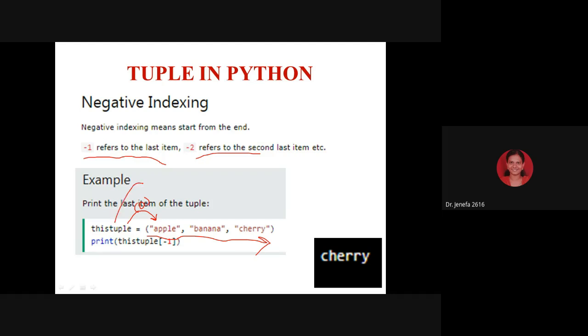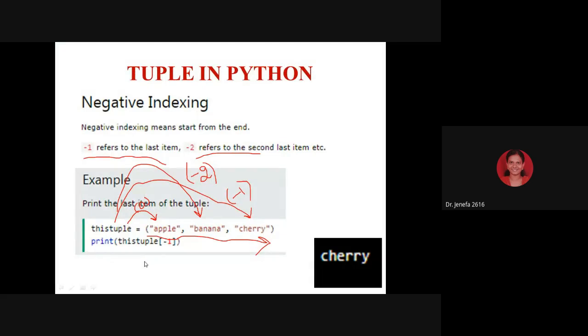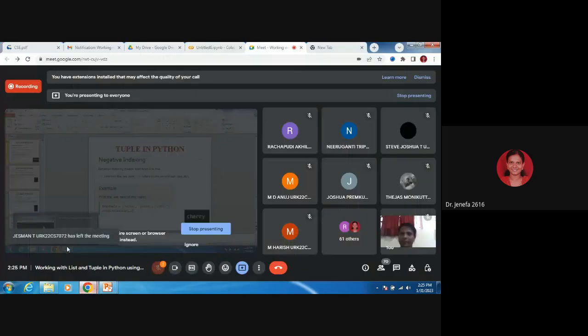See, this tuple of -1 will be allocated to the last data item, that is cherry. And this tuple of -2 will have which value? It will have banana. Suppose this tuple of -3 means, when you try to print with that index, it will display apple. Okay, let's do this example in Google Colab so that you can understand.